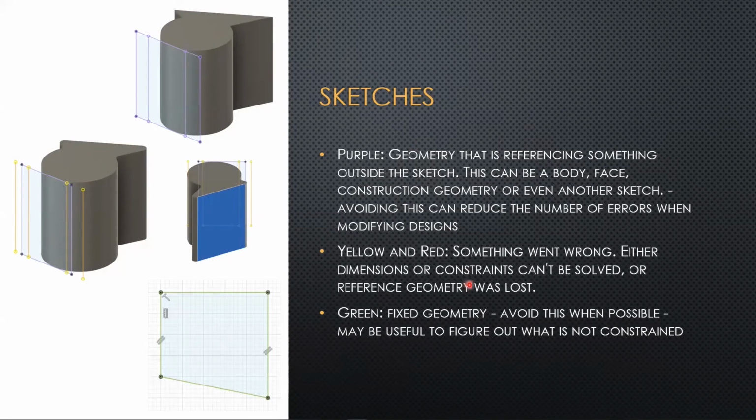That gives us yellow and red color. So something went wrong. Either dimensions or constraints can't be solved, or your reference geometry was lost. So a good example of that is up here, we have a sketch which has two different things in it. So this entire outline comes from the back face of this part, and then these 4 lines going down come from these sharp corners. When we round the sharp corners here, you can see all of those lines turn yellow, while the rectangle that was referencing the side is still there.